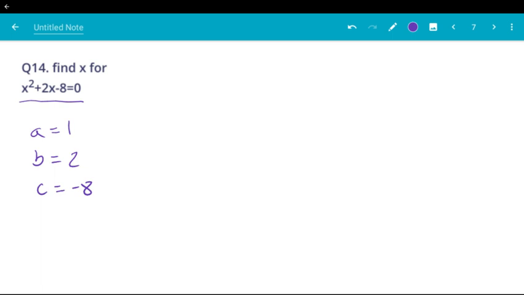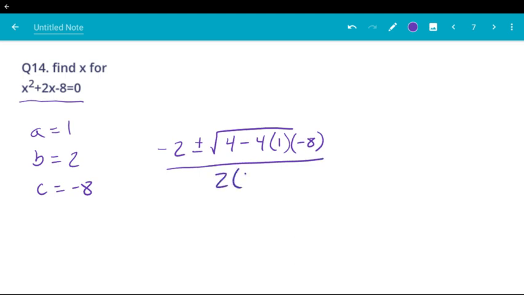Okay, and then we just use the quadratic formula, negative b plus or minus the square root of b squared minus 4 times a times c all over 2 times a. And then we just keep simplifying. So negative 2 plus or minus square root of 4.